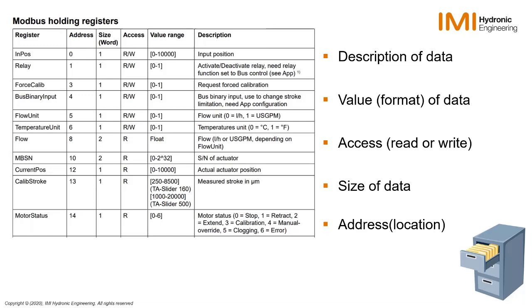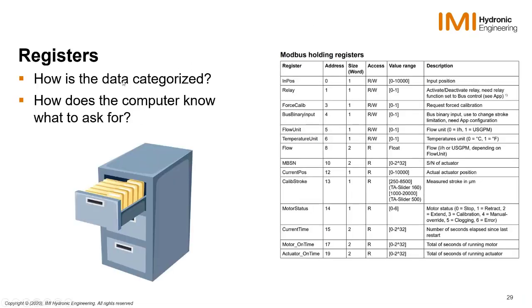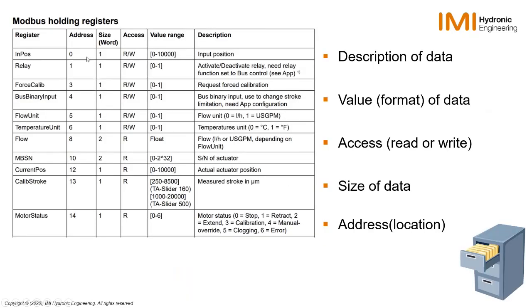So I had a question before on the previous slide, how is the data categorized and how does the computer know what to ask for? And this is the addresses and the value range, what it's really describing. So I had my file cabinet here.